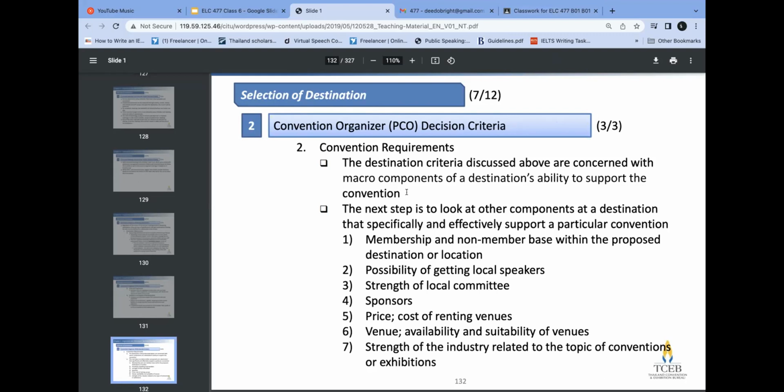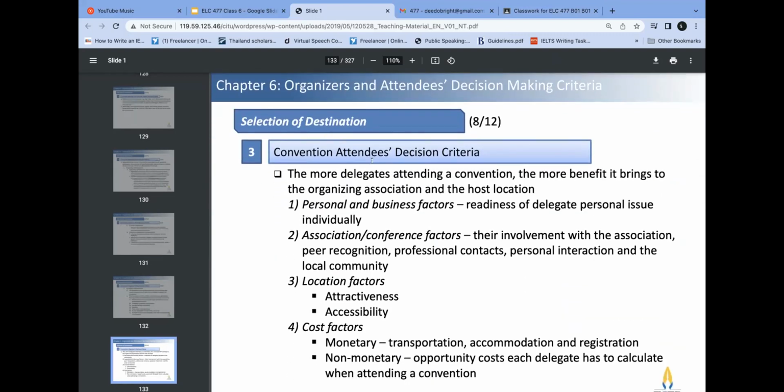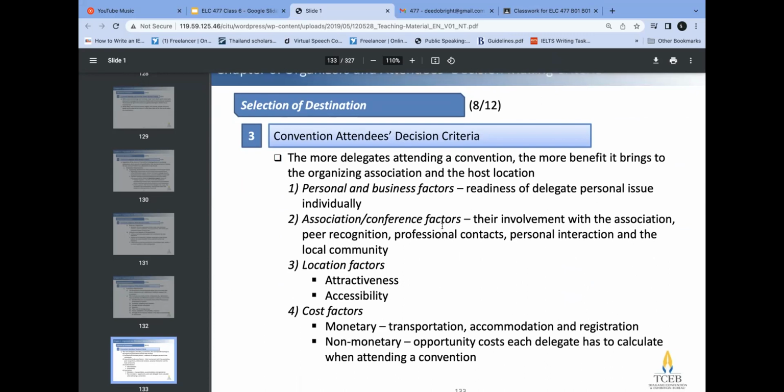All right, good. Moving to the next one, which is the selection of destination again. We can see convention attendees' decision criteria. I just mentioned three aspects: the first is the convention organizer, the second is the target destination, and the last is the convention attendees' decision criteria.